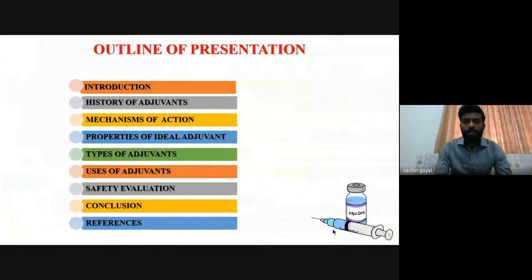These are the outlines of my presentation, in which we will see the introduction, history of adjuvants, mechanism of action of adjuvants, and then properties of ideal adjuvants, various types of adjuvants, what are the uses of those adjuvants, and safety evaluation regarding the addition of that adjuvant into the vaccine, and finally the conclusion.